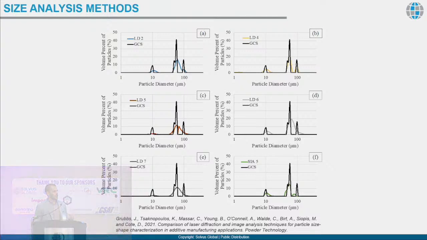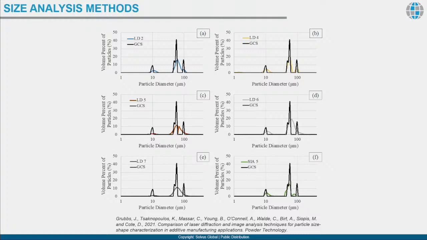So quickly, I'll jump through a couple of interesting case studies that were done with some of our partners at WPI. So this is comparing a lot of different sizing techniques, laser diffraction versus static image analysis versus a whole bunch of others. And the bottom line out of this is you want to be really, really careful when you're selecting a sizing technique, and you want to be very, very consistent when you're selecting a sizing technique.